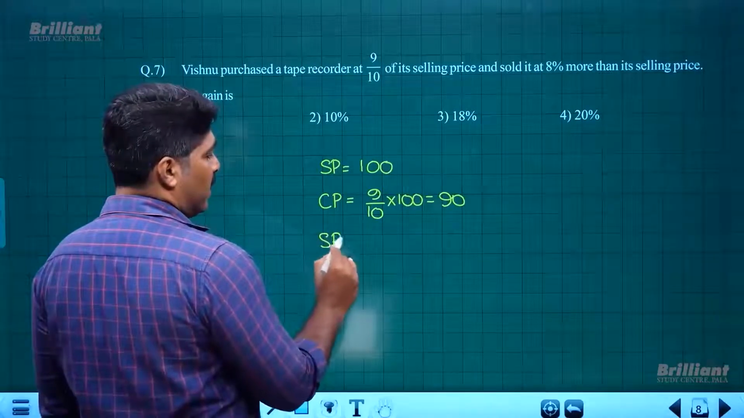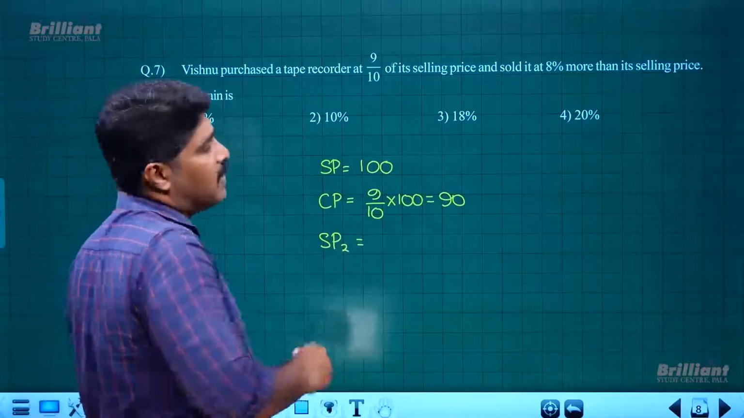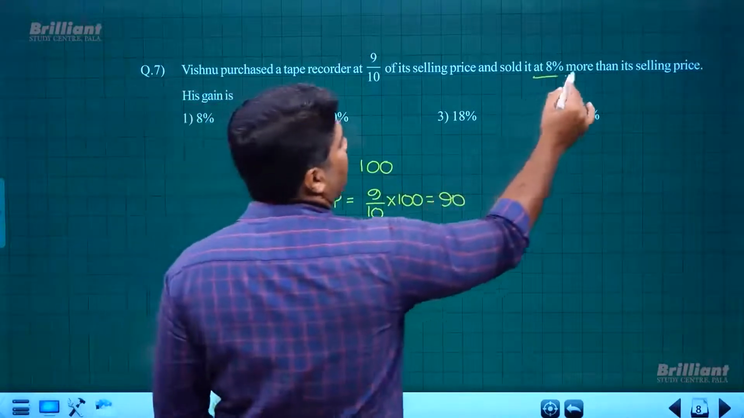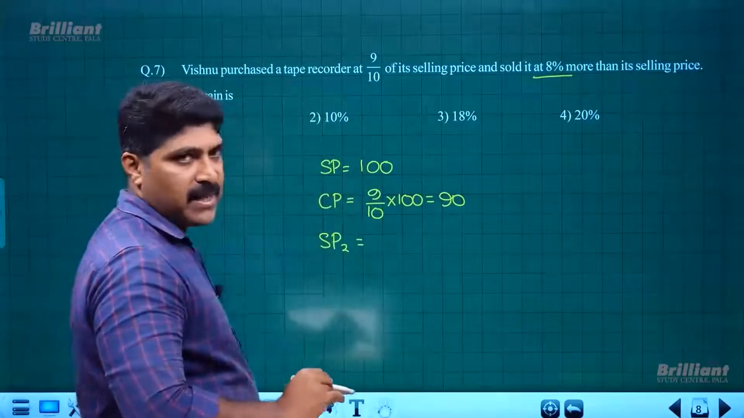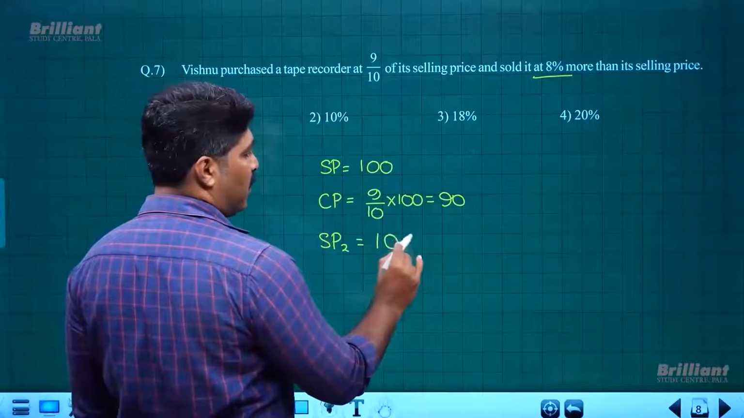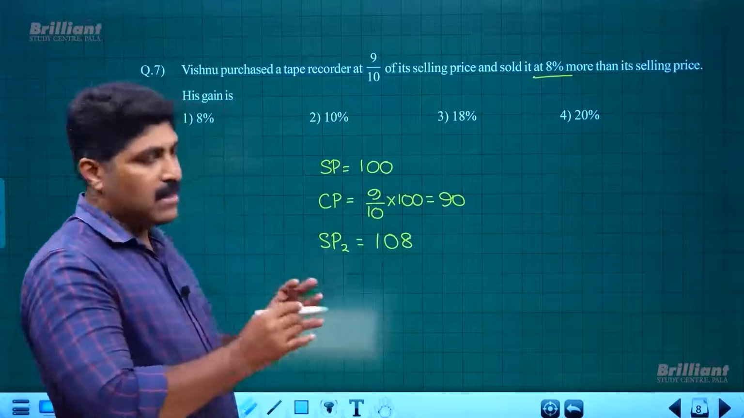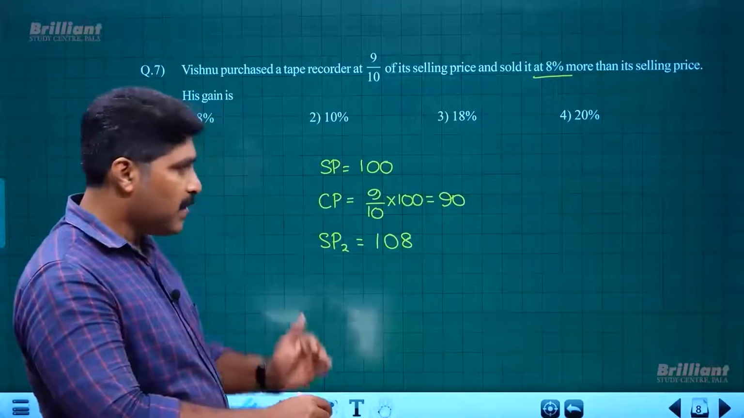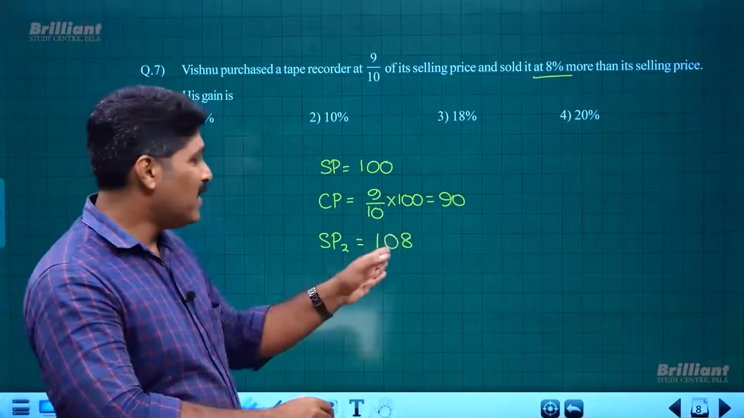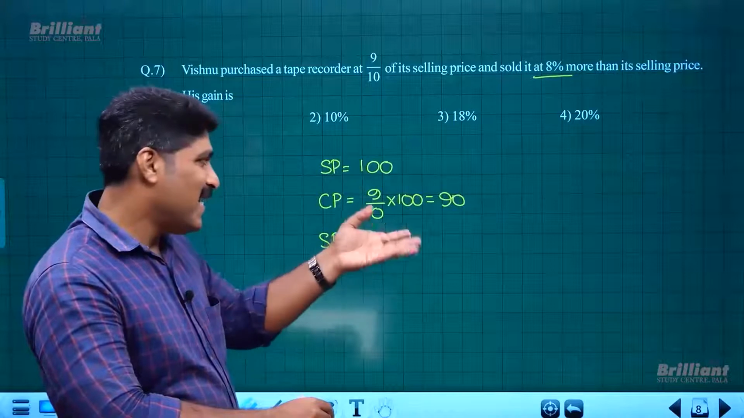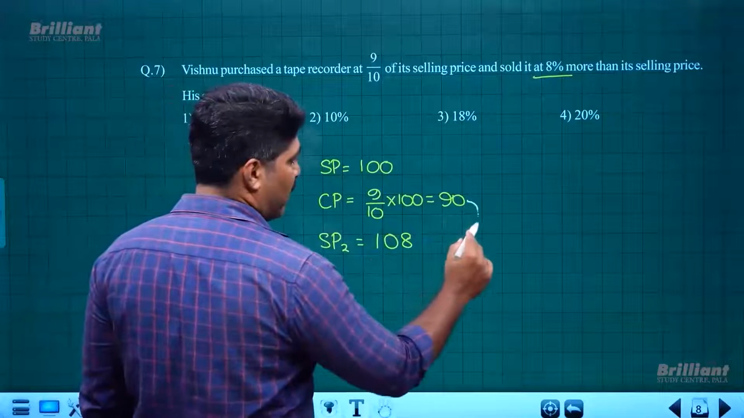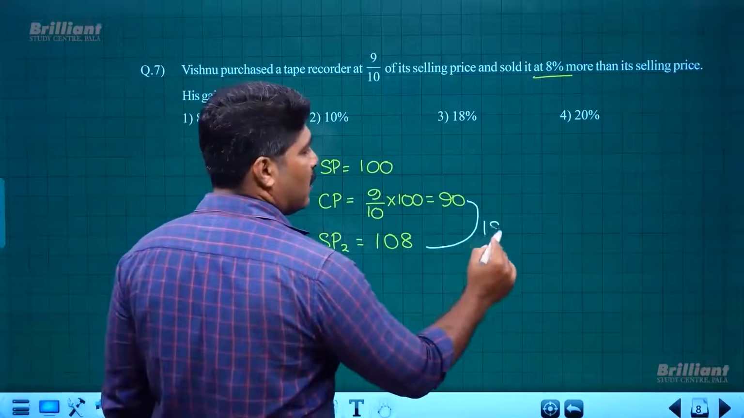What's the selling price when Vishnu sold this thing? I am naming that as selling price 2. So that is 8% more than the initial or actual selling price. 8% more than 100, so that is 108. We can write it like this. These are the representative values. That means, understand the situation. Actually, Vishnu bought this product at rupees 90 and sold it at 108. So there is an increase of how much rupees here? So while we are considering this increase, this is rupees 18.